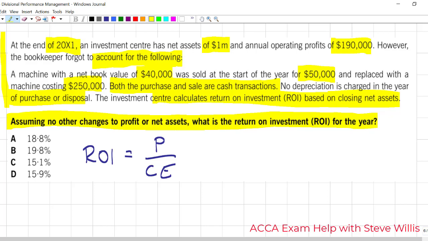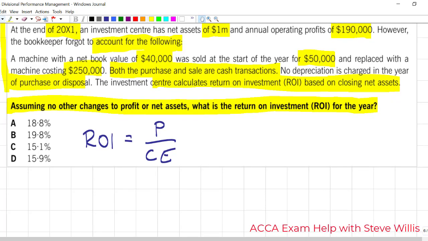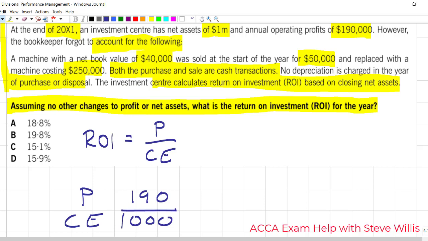So let's start with our opening profit and the unadjusted capital employed. So we have a P, we have a CE, and 190 over 1,000 is 19%. They didn't give us an easy one. We could have just eliminated, couldn't we? But no, they didn't give us an easy item to eliminate from the list.